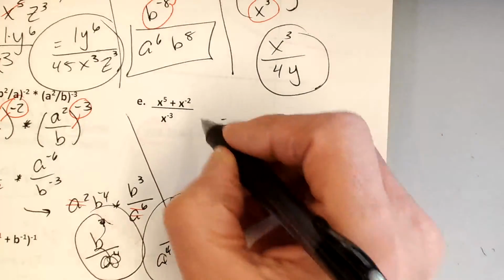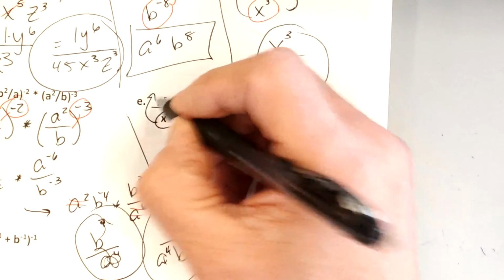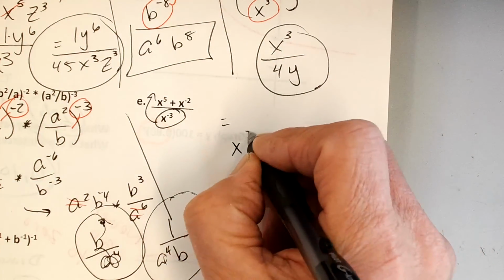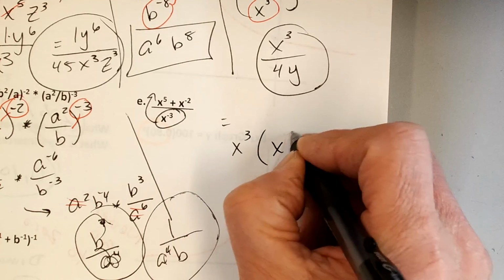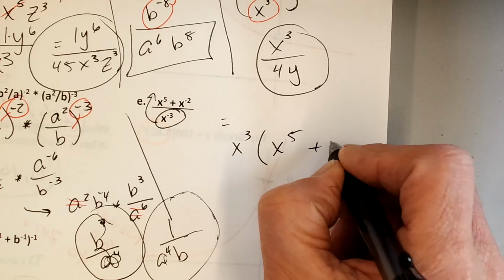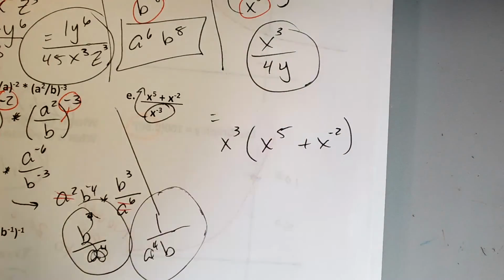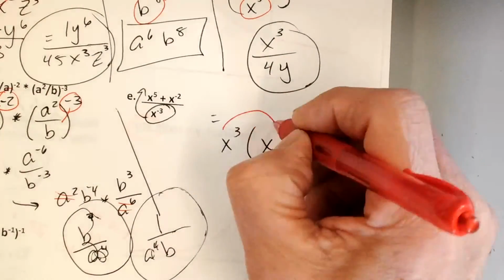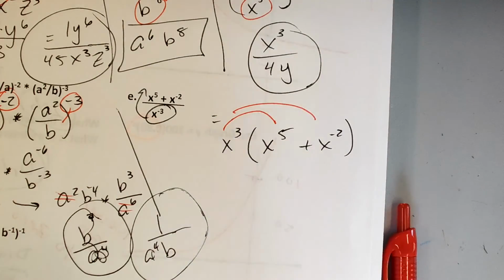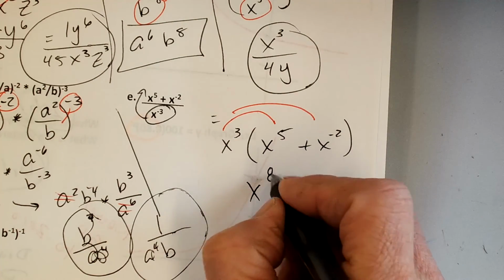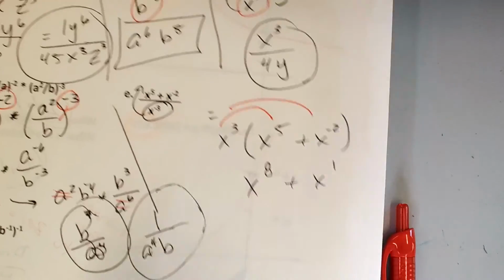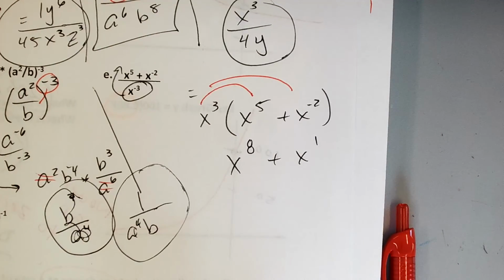Okay, E. Here's what I'm going to do with E. I'm going to bring this one up. X cubed, x^5, plus an x to the negative 2, okay? Then I'm going to distribute. Hopefully I'm not going to make another dumb mistake. X^8 plus x^1, because I multiply and add exponents, and that's it. That's all I can do.